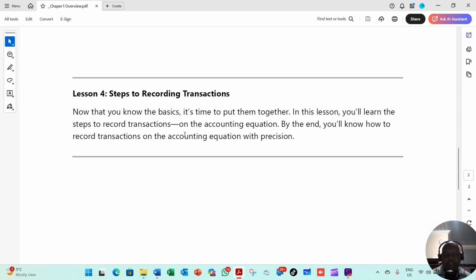And then the last lesson 4, we're going to be recording transactions in the accounting equation. So you also learn the steps that you need to follow so that you do not make mistakes when recording transactions.